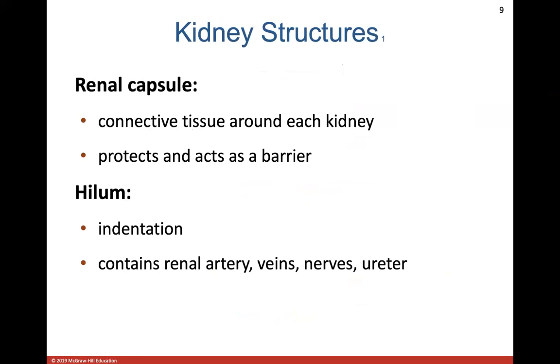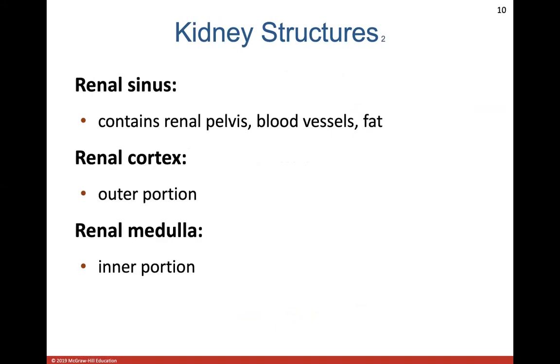Each kidney has a renal capsule, which is a really tough connective tissue around each kidney, which will protect and act as a barrier. The hilum is the medial indentation, which is where the renal artery, veins, nerves, and ureters will enter and exit the kidney. The renal sinus is an area within the kidney that contains the renal pelvis, all the blood vessels and fat.